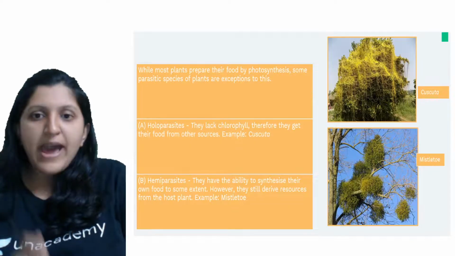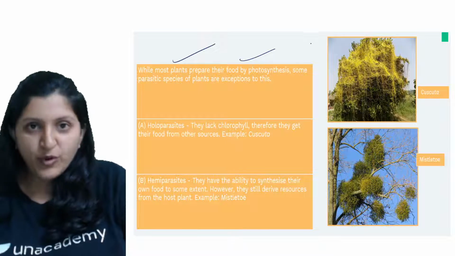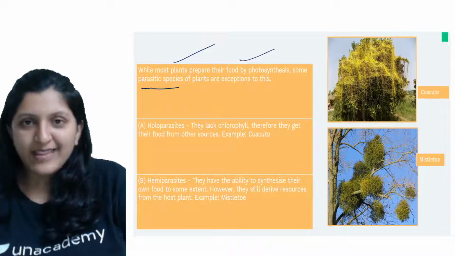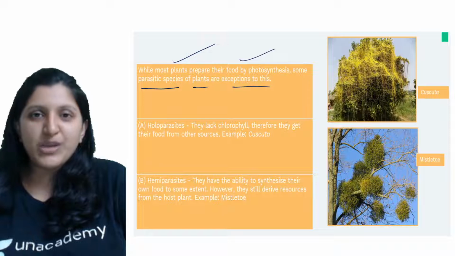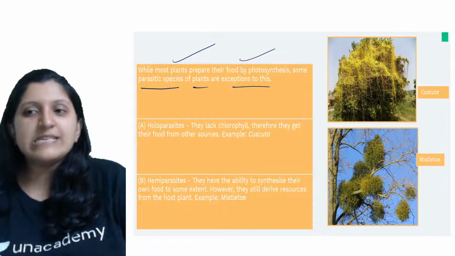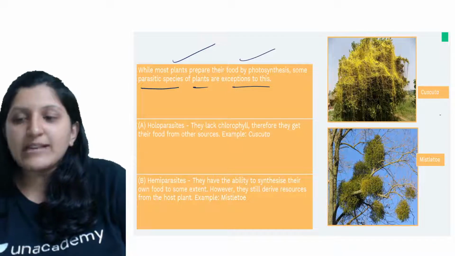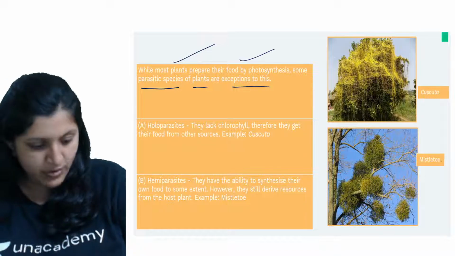In fact, while most plants prepare their food by photosynthesis, some parasitic species are an exception to this. You can see this is a parasite. There is a tree growing, and this is taking all the nourishment from that particular tree. Cuscuta is an example, then mistletoe is an example, okay.